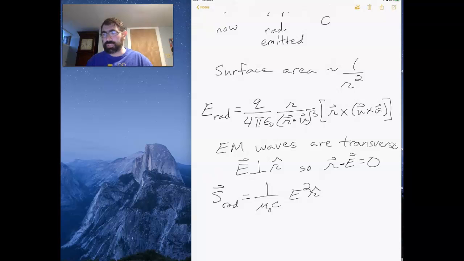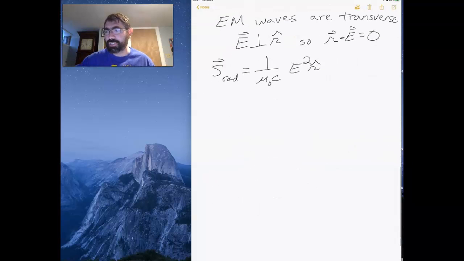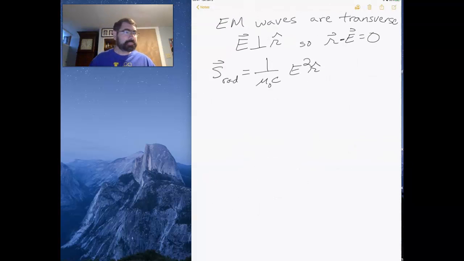Now we're going to make an assumption, or a simplification, and that is that let's say that the charge is initially at rest.